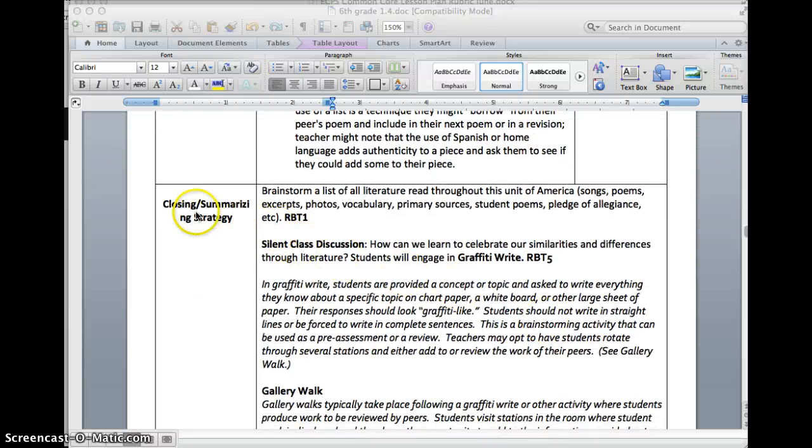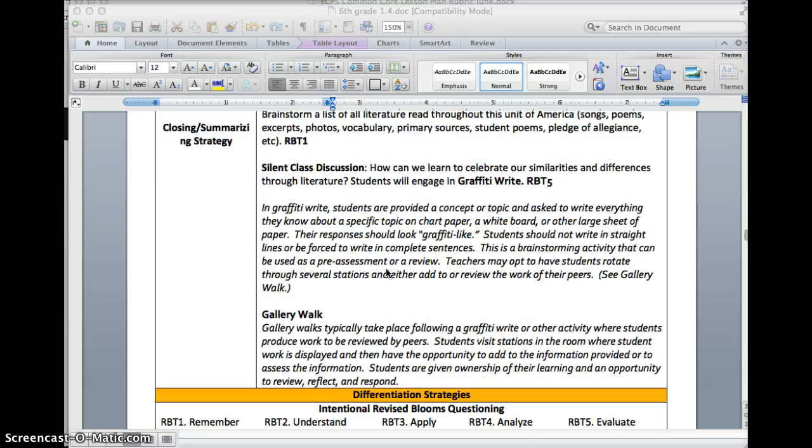I do have a closing or summarizing strategy as what they need to be able to do at the end of today is to brainstorm a list of what we read throughout the unit, which is just them thinking, RBT 1, and then engaging in a silent class discussion, celebrating our similarities and differences, because that's evaluating, it's RBT 5. And one of the things I found as a class discussion when I Googled was this interesting thing called a gallery walk. And so I just added the description down here.